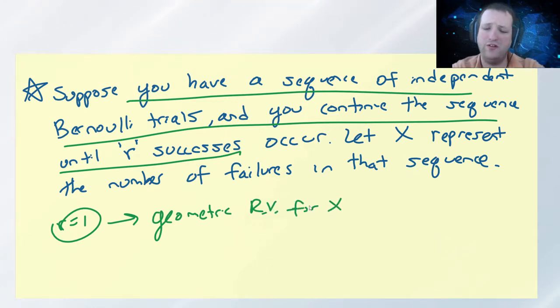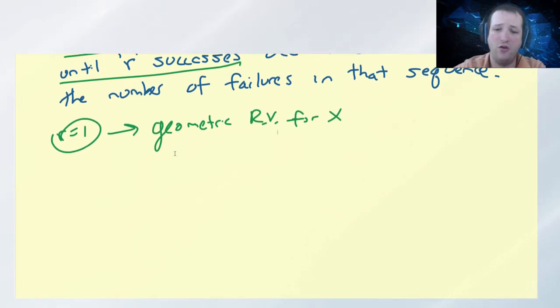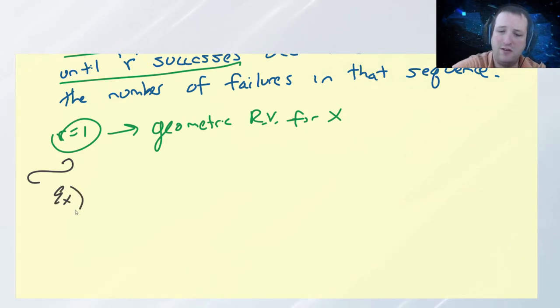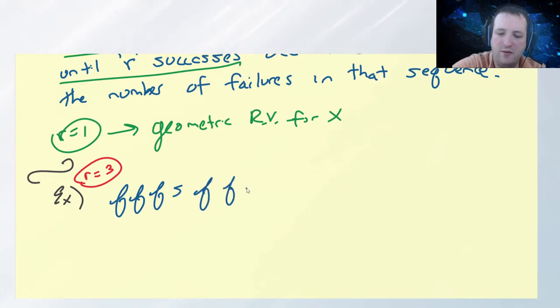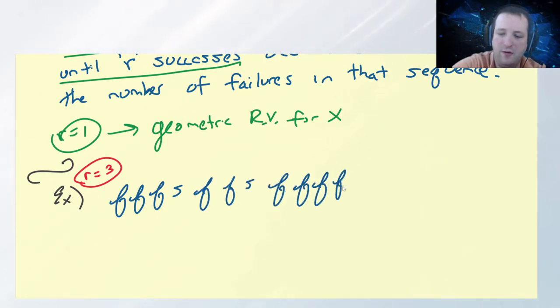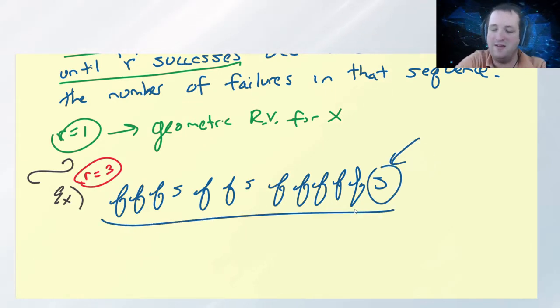So what we're going to do now is continue until we possibly get more than one success: 2, 3, 4, 50, and so on, right? And X is going to represent the number of failures in that sequence. So let's look at a couple of scenarios that illustrate what we're looking at here. Let's look at the case where r is equal to 3. So we could have failure, failure, failure, success, failure, failure, success, failure, failure, failure, failure, failure, and success. Since this is the third success, we're going to stop this sequence.